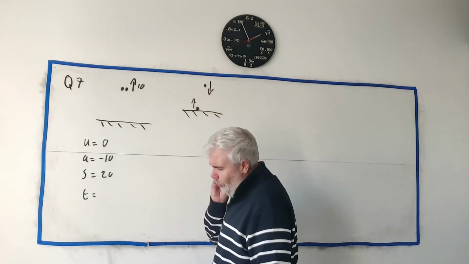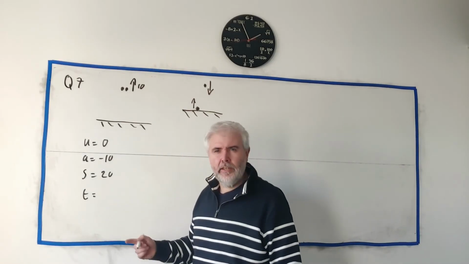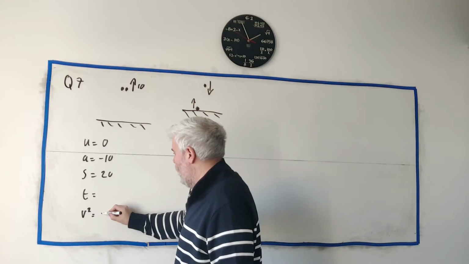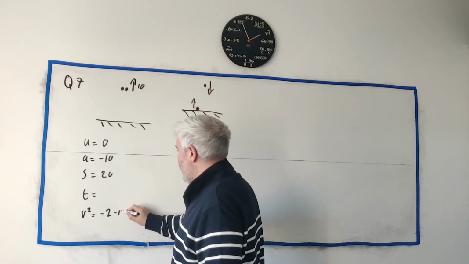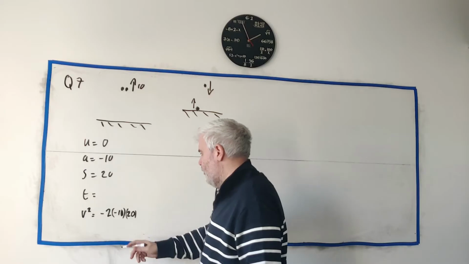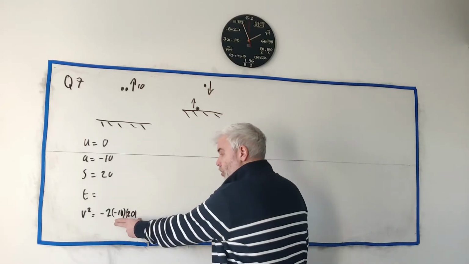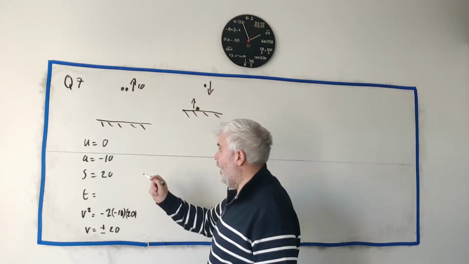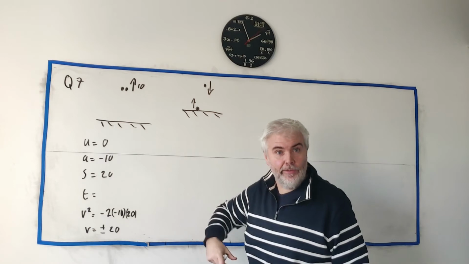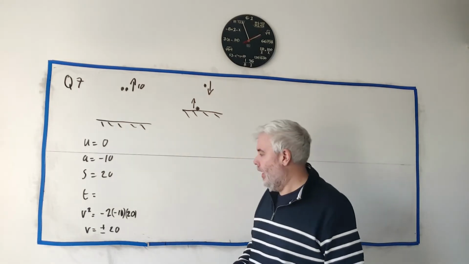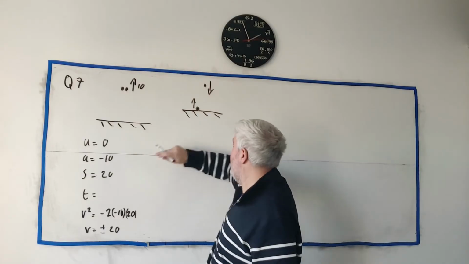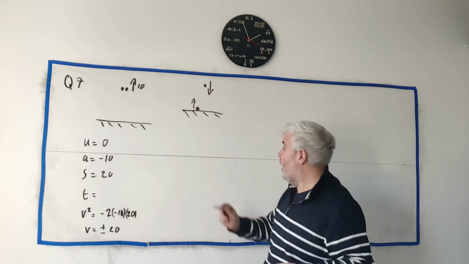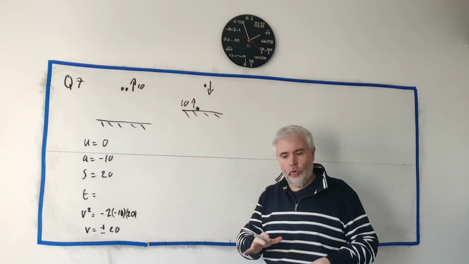Just like before, we could use an equation to find T, but it's much easier to find V first. V squared is equal to U squared, which is 0, minus 2AS, so V squared is equal to 400. V will equal plus or minus 20. Remember, it's going down that we're interested in, so it hits the ground at minus 20. They tell us what happens after it hits the ground. It bounces, and so it goes up at plus 10. So we can move on to the second world.